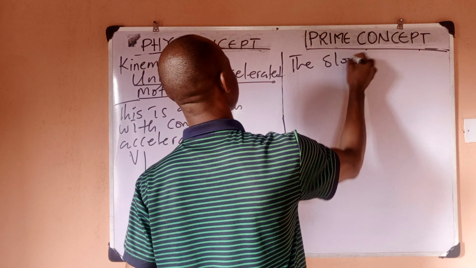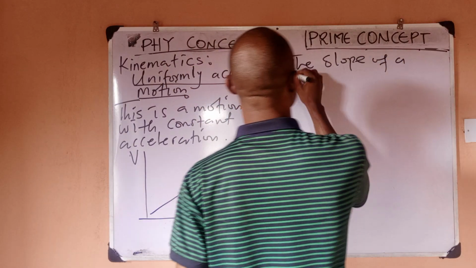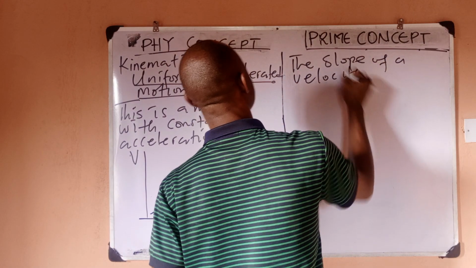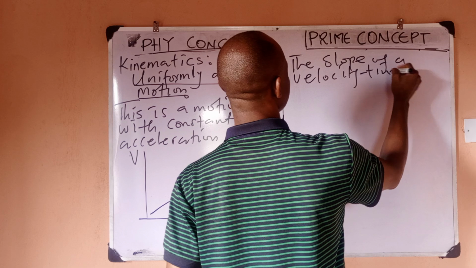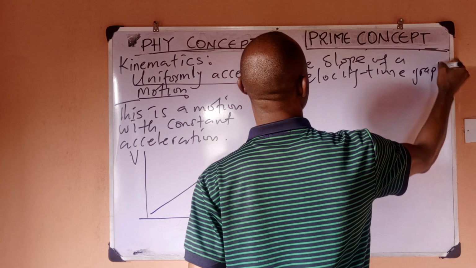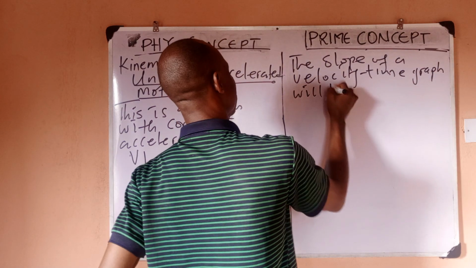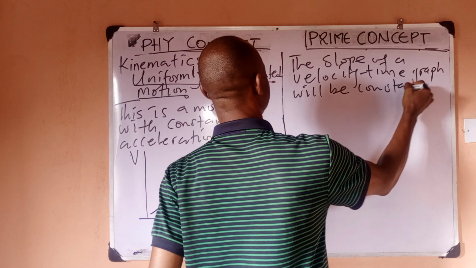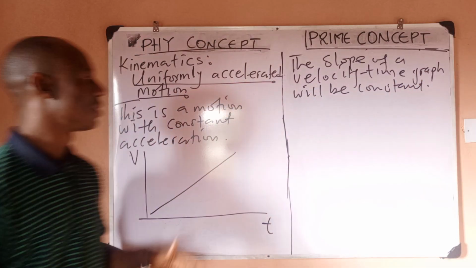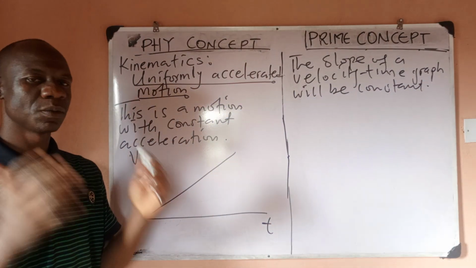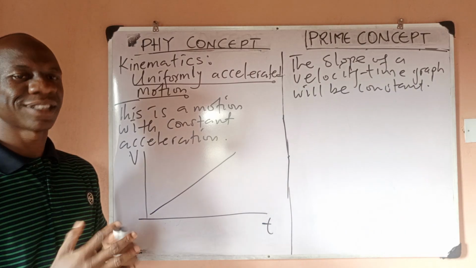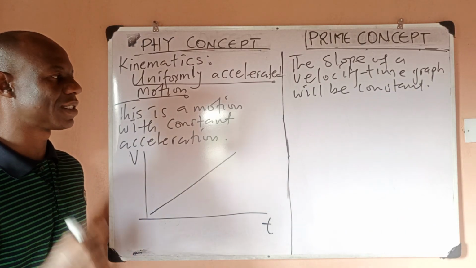The slope of a velocity time graph will be constant. So that is what it means. A uniformly accelerated motion is a motion with constant what? Acceleration. So that is what this is.